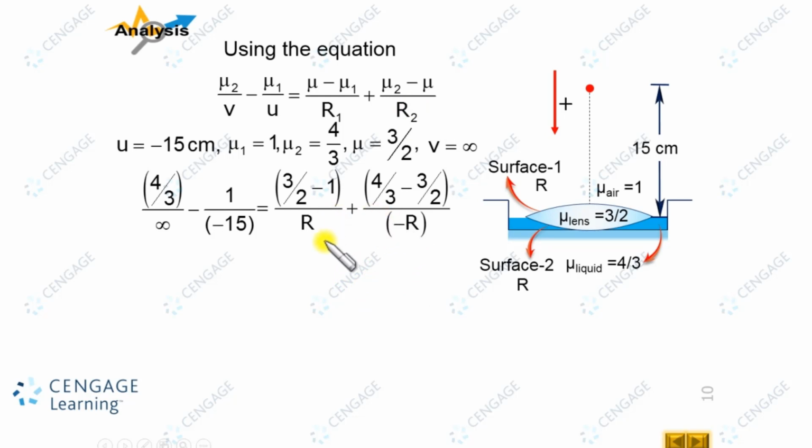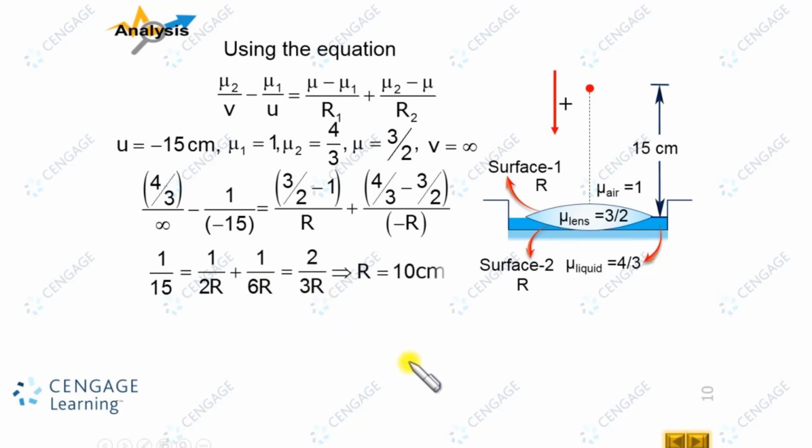Now if we solve this, this should be equal to 1 by 15, right, because this divided by infinity is equal to 0, and this should be equal to this one. If you calculate, we will get the value of R equal to 10 centimeter. That means we got the value of the radius of curvature of the top and bottom surfaces. Both will be equal because it is a biconvex lens, right.